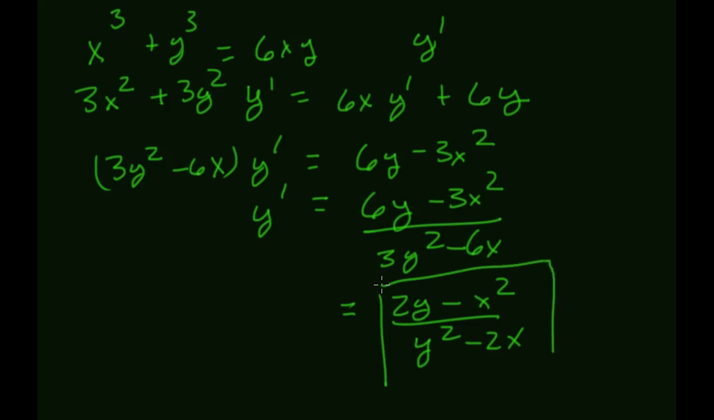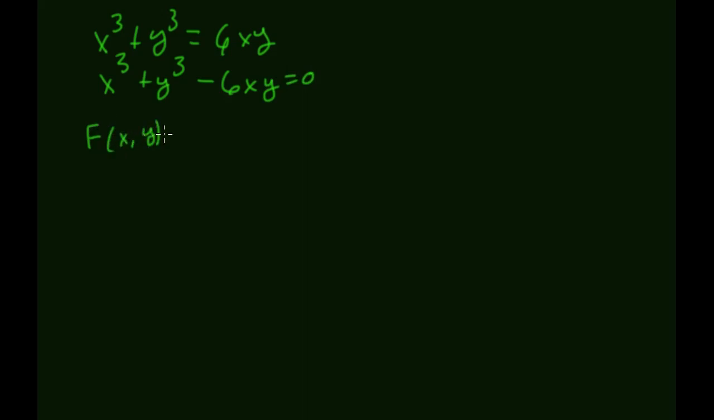All right, so this is what we got by doing this the classic way without using any type of partial differentiation. So let's see what happens if we do this with partials. Our original equation is x cubed plus y cubed is 6xy. We need to set this thing equal to 0, so we're going to let x cubed plus y cubed minus 6xy equal 0. So we're going to let big F of x, y be equal to x cubed plus y cubed minus 6xy.